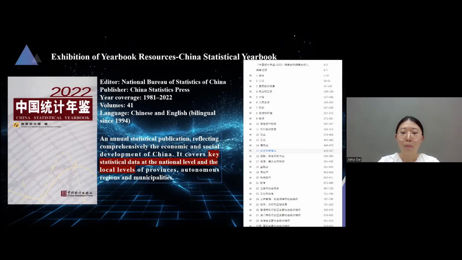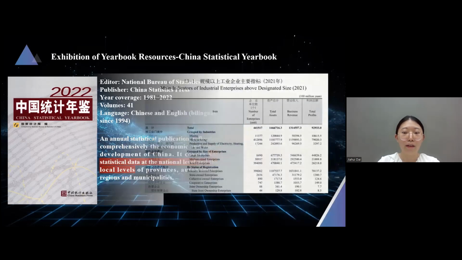Because we have the formal copyright, the contents are completely consistent with the original paper book, which is convenient for reference. The contents cover China's population, economy, industry, finance, culture, education, and other fields. It's an annual statistical publication, comprehensively reflecting the social and economic development of China. By clicking each plus sign, we can further expand the contents menu of the next level.